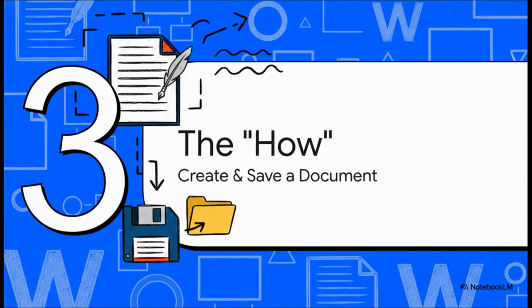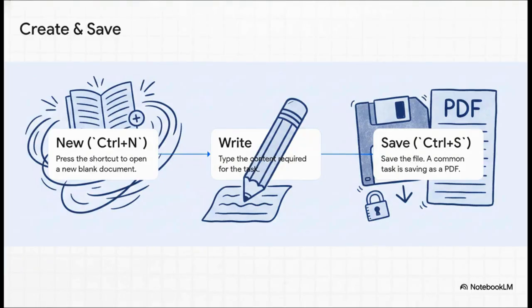All right, so you've got the lay of the land. You know where things are. Now let's actually put it into practice. We're going to walk through what is probably the single most important task you'll do over and over again in the exam: creating and saving a document the right way. It's a super simple three-step dance. Ready? Step 1. Hit Ctrl+N to get a fresh blank page. Step 2. Type whatever the exam asks you to type. And Step 3. Hit Ctrl+S to save.